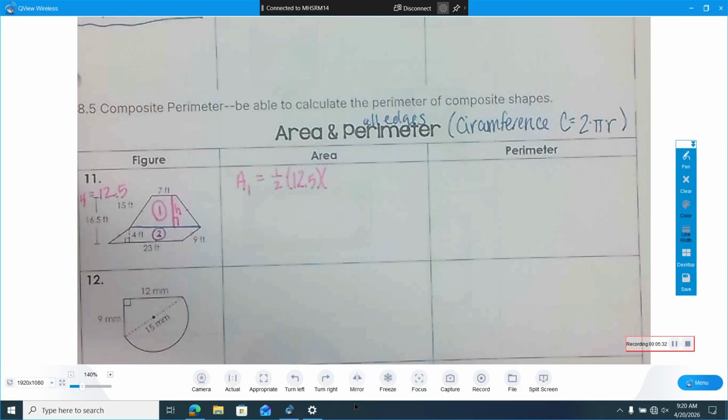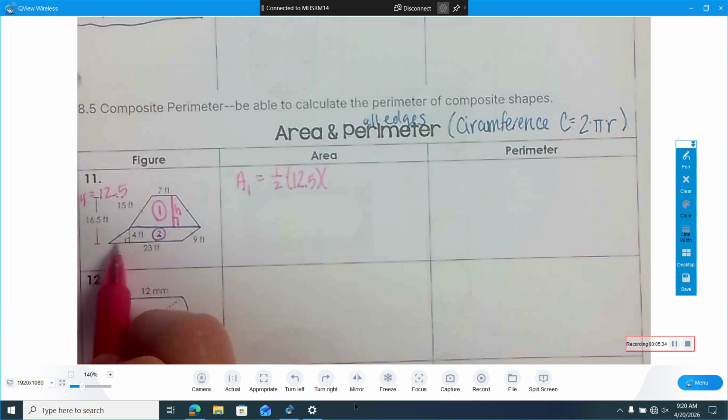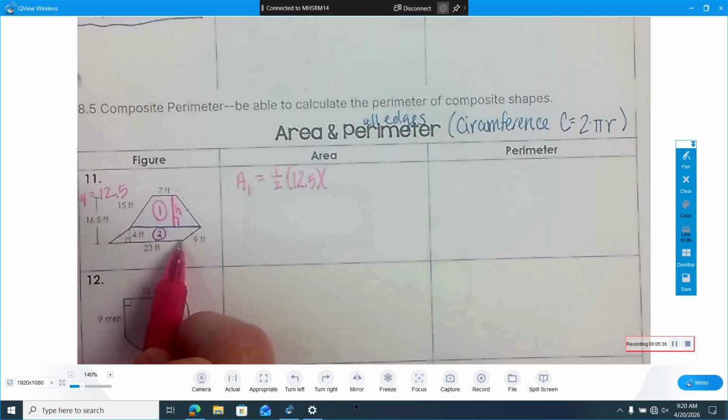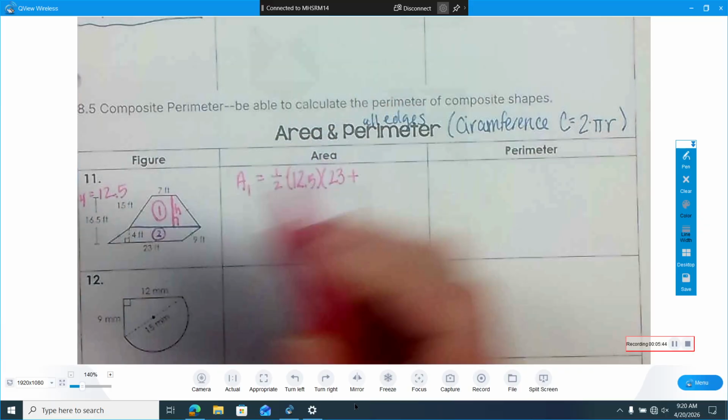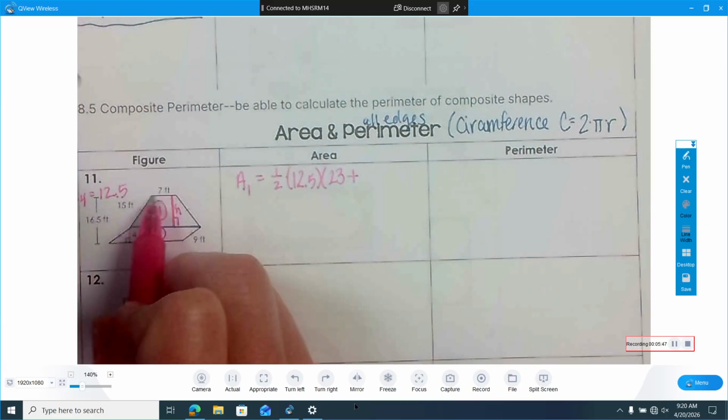It is 23, yeah. In a parallelogram, the opposite sides are the same length. So if the bottom of the parallelogram is 23, the top of the parallelogram is also 23. So base 1 is 23 and base 2 is 7.